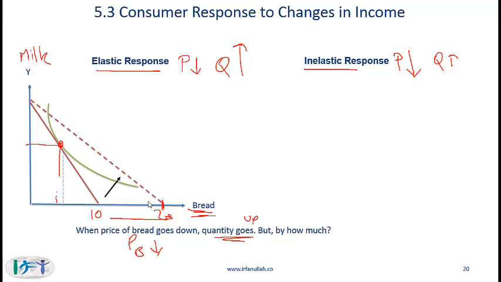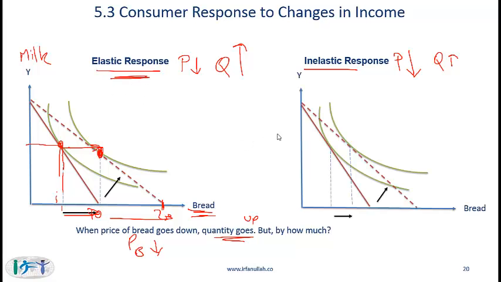This also means that we can now be on a higher indifference curve. So if we have a situation where we have moved from this quantity over here to a much higher quantity, so now our optimal point is over here. This is a substantial increase in quantity, and that is an elastic response. What about an inelastic response?